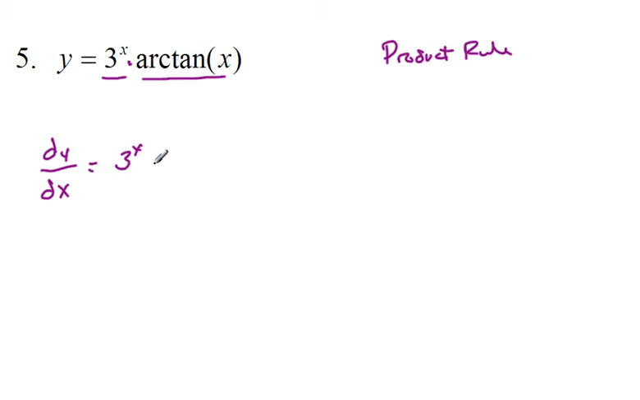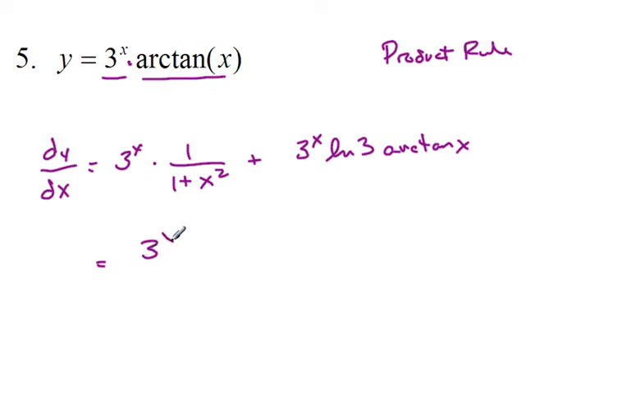3 to the x left alone, derivative of arctan, 1 over 1 plus x squared, plus the derivative of 3 to the x, which is 3 to the x ln 3, times arctan x left alone. If you want to clean this up, the only thing you would do is write this as a single fraction. The rest needs to just be left as is, and we have a perfectly fine answer right there.